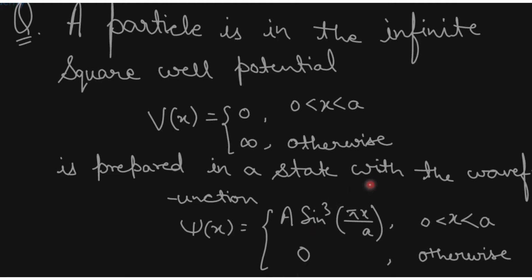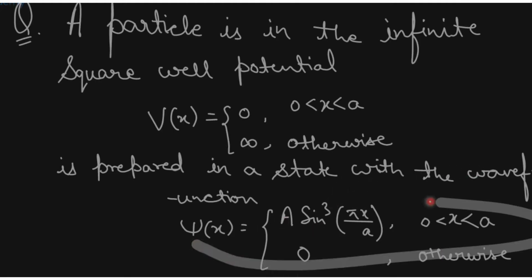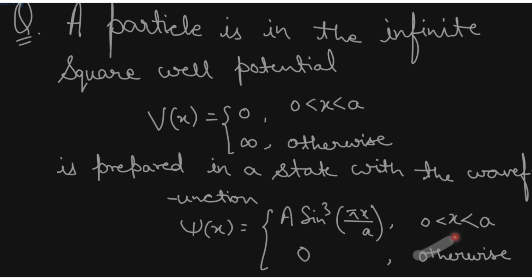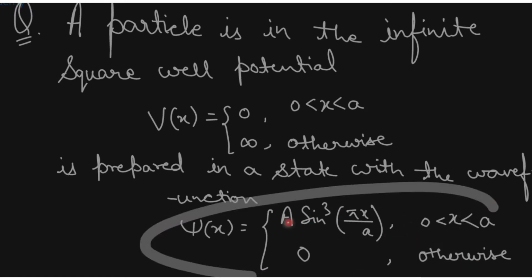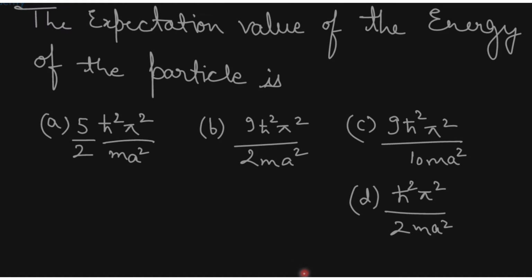The particle is prepared in a state with a wave function given to you: A sine cube pi x by a is the wave function. So the expectation value of the energy of the particle is asked. There are two concepts in this question: one is the system involved, and the other is the expectation value of the energy. There are two different formulas to find the expectation value of the energy.